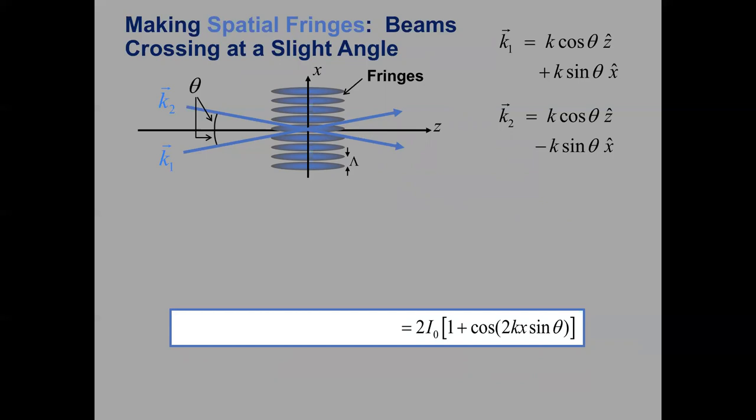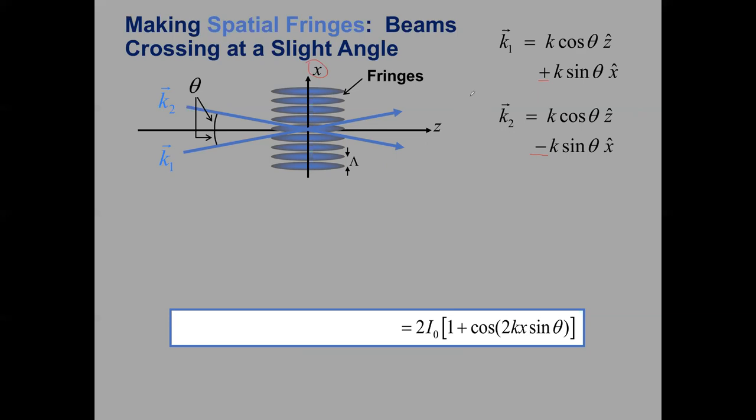The way this happens, instead of getting either one big bright constructive spot or one big dark destructive spot, you can get this fringe effect in space where you have bright fringe, dark fringe, and so forth, by setting up your interferometer such that the two beams hit at a slight angle. What this does is it means the k vectors of the two waves, even though the frequencies are the same, are slightly different. Basically, if we let the z direction be the direction of propagation and the x direction be the perpendicular direction, the x components of the k vectors differ by a minus sign.